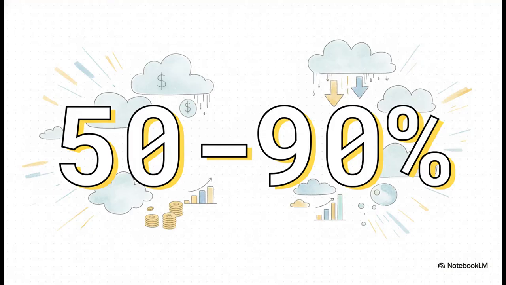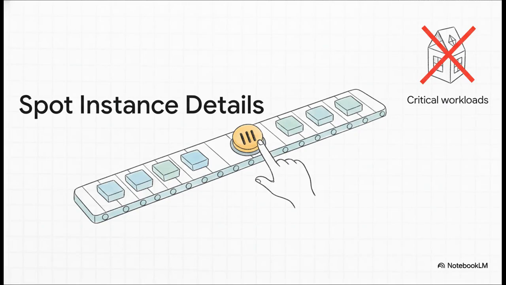And when I say the savings are massive, I mean it. We're talking 50 to 90% off the on-demand price. These are, without a doubt, the deepest discounts you can possibly get in the cloud. So, here's the crucial catch. Your application has to be built to handle being interrupted. It has to be fault tolerant. It needs to be designed to just survive having the plug pulled.